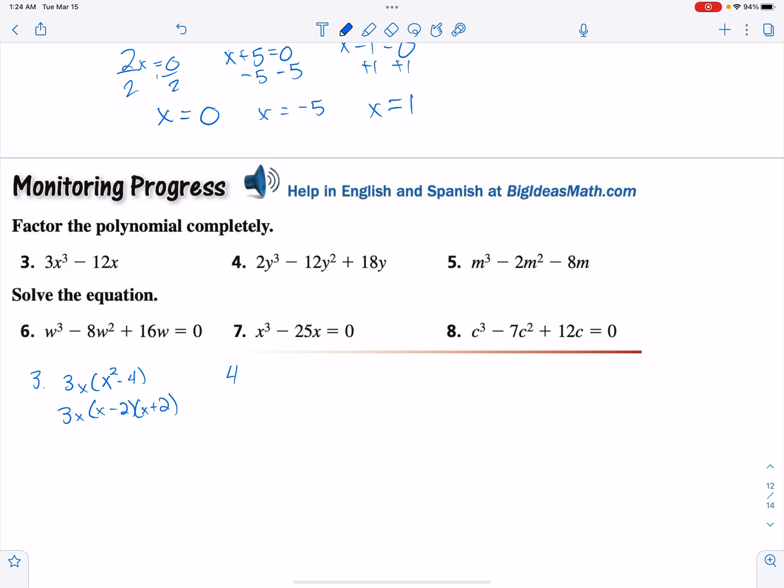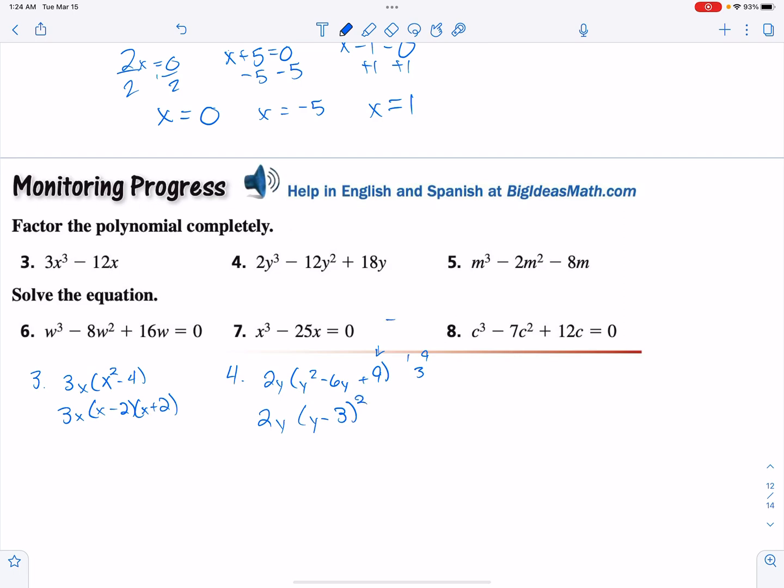Okay, number 4, we can factor a 2y out of everything. We're left with y squared minus 6y plus 9. We want the multiples of 9 that add up to 6. So 1 and 9, 3 and 3. And this is actually a perfect squares pattern. So 9 is a perfect square. And this actually factors into y minus 3 quantity squared.